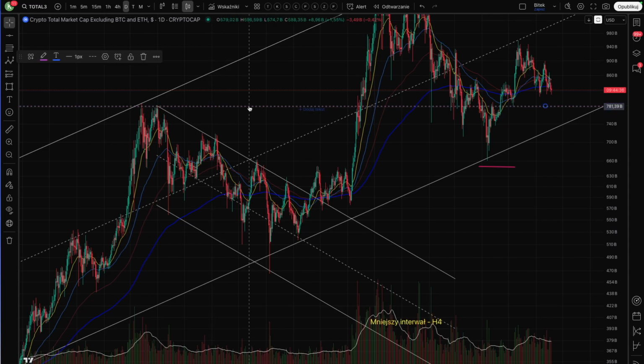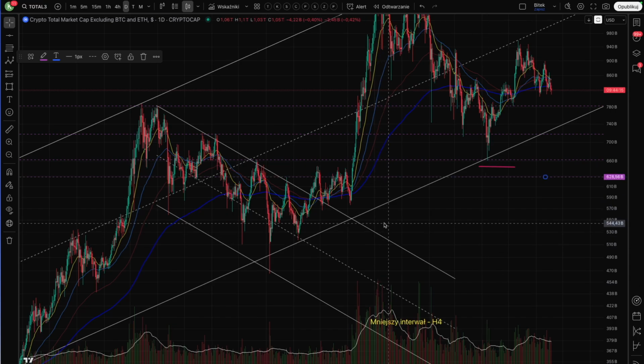To copy a line in TradingView, just click on it, hold down Command and drag. It duplicates automatically. On Windows, you use Control instead. We'll place those lines across all the swing highs we can see here. This is the daily time frame, so we're looking at a big chunk of time here.